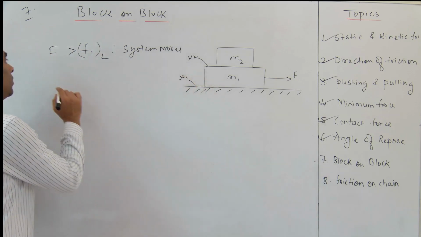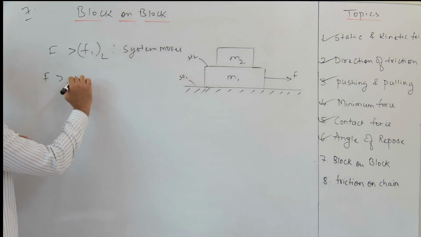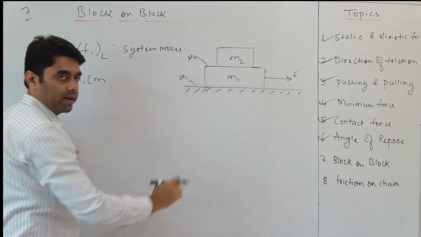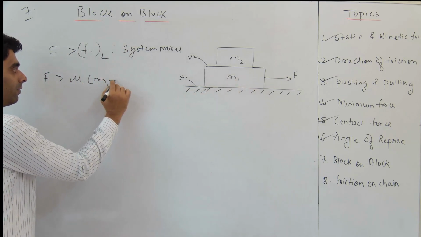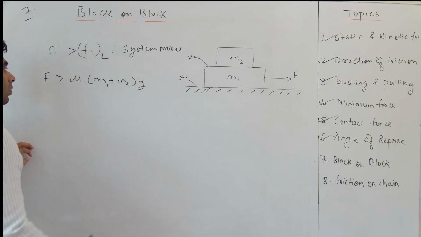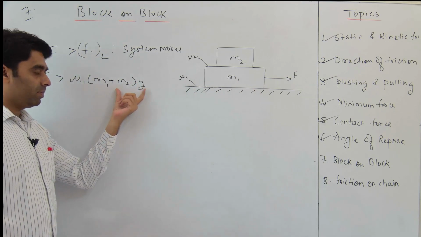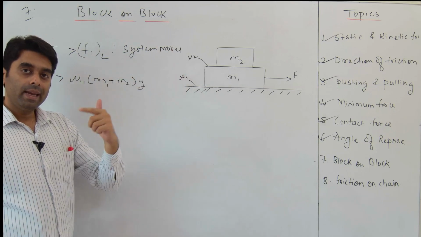How much is that? So force must be greater than mu1 into N, normal by ground on m1. How much will it be? Mu1 into (m1 plus m2) into g. Okay. So for forces more than mu1 (m1 plus m2) g, the system will be moving. Next, what will happen?